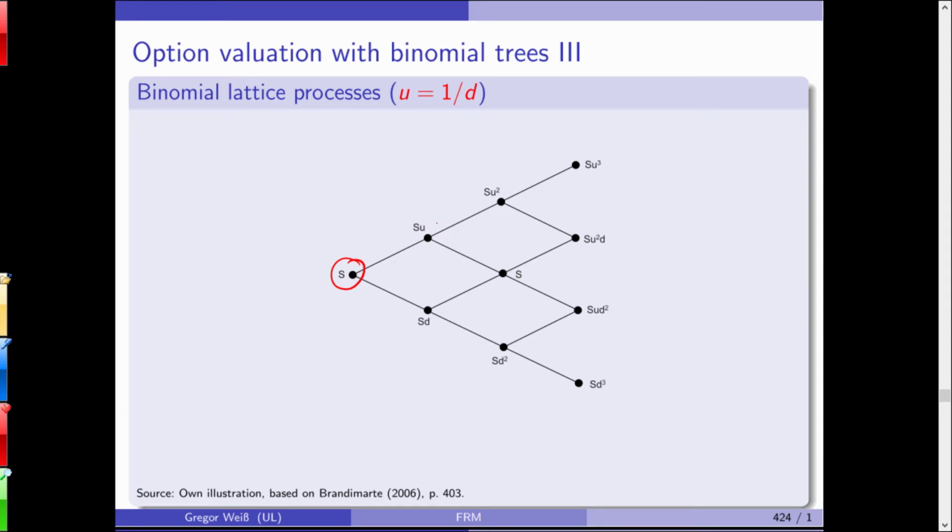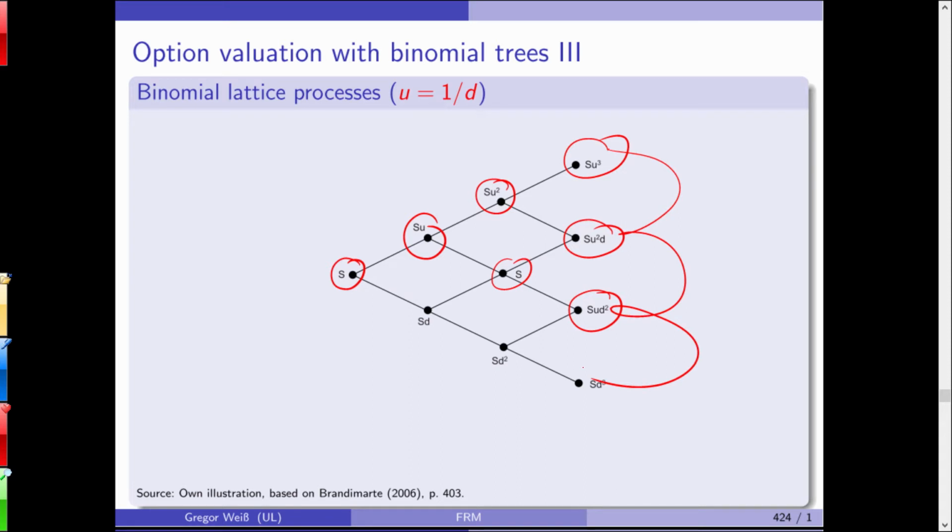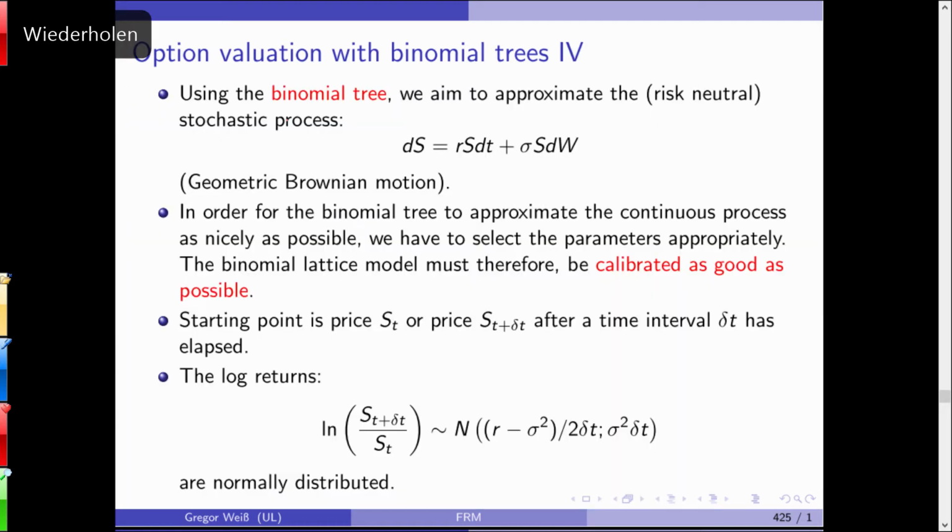We start with S. It can go up once, twice, or thrice. It can go up and down. It will be at S again. And then it can go up and down, and you get these 4 states after 3 periods. We now assume that U is equal to 1 over D. This is an assumption we are making. We could have also assumed that it's equally probable, so U equal to 0.5, then D would be equal to 0.5. Now, in this special case, we're assuming U is equal to 1 over D. And we'll see what happens.